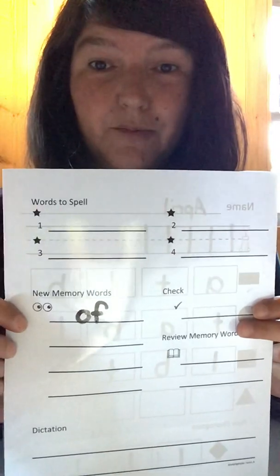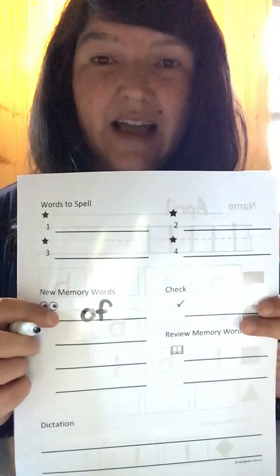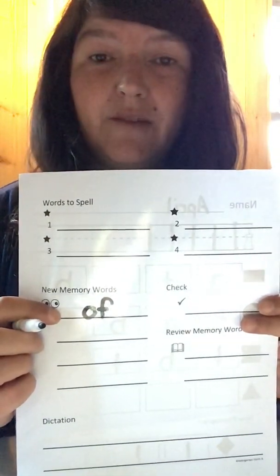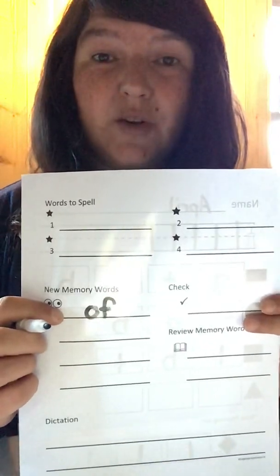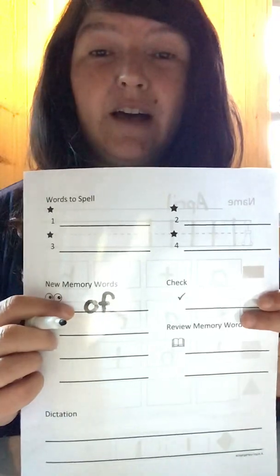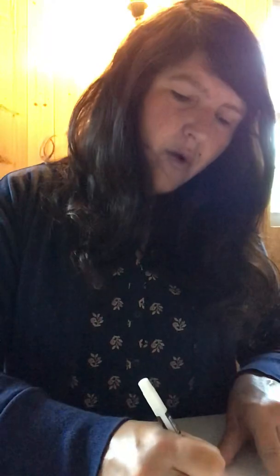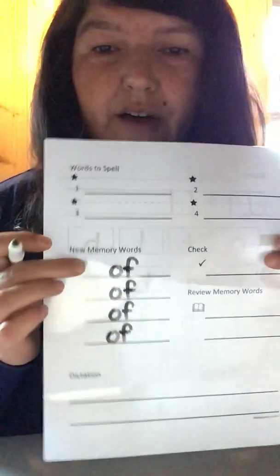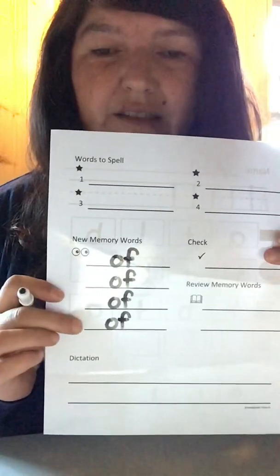The first row, you're going to copy my of. When you're writing of, say the letters and then say the word's name. That helps your brain remember. So I'll say, I want you to write O-F of, and you'll write it. And then you'll look at your paper and say, okay, O-F of, O-F of, O-F of. And you'll have of on all 4 of those lines.